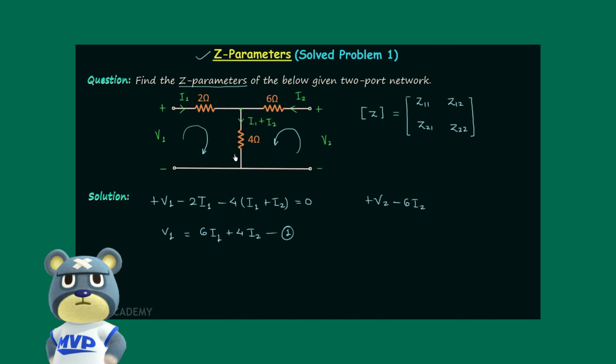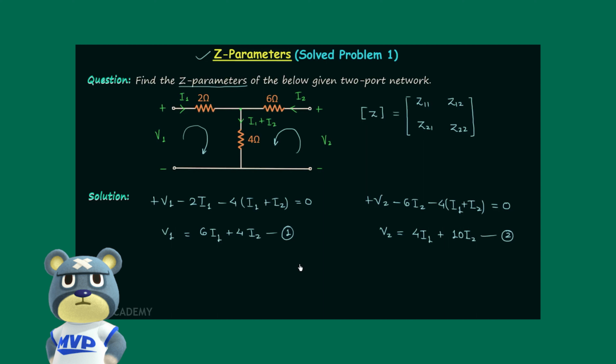After this, we have minus 4I1 plus I2, minus 4I1 plus I2 equal to 0. From here, we will have V2 equal to 10I2 plus 4I1, and I will write 4I1 first and then I will write plus 10I2. Let's say this is equation number 2.